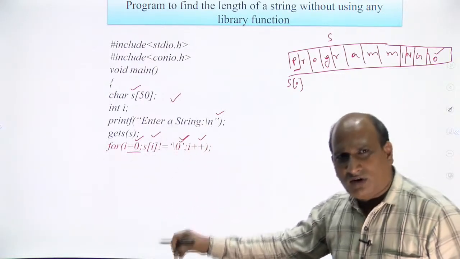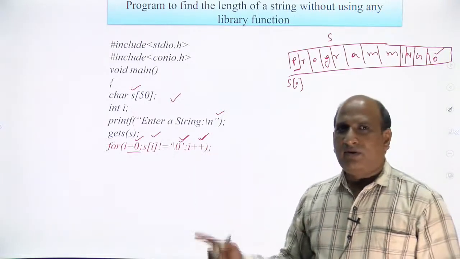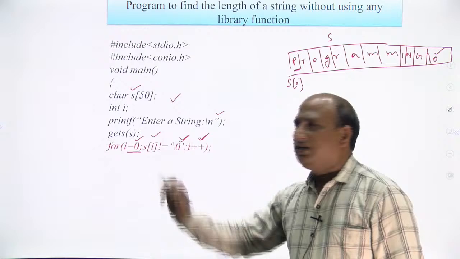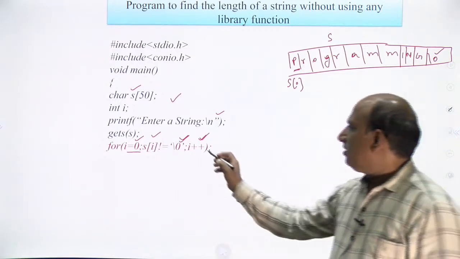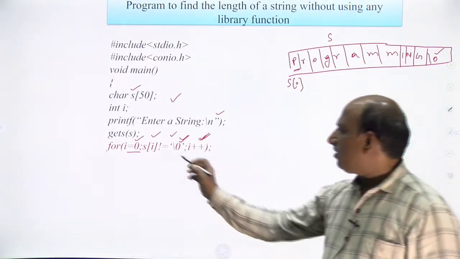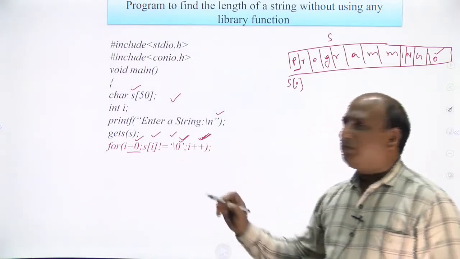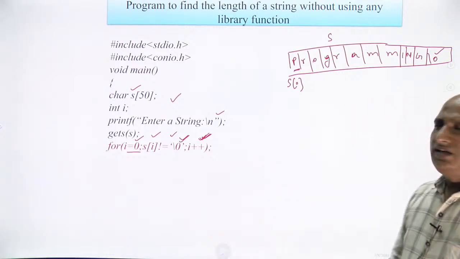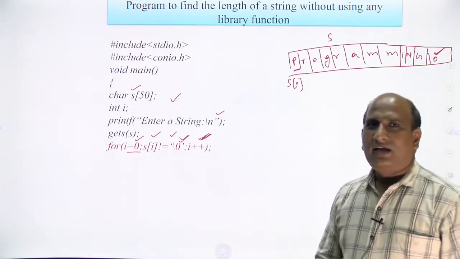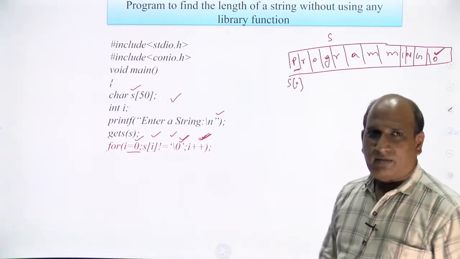control will not go to the body part, it will just move to the i++, and the i++ will become 1 because i is initially 0, it will now become 1. So after this the control will come here again to the condition: if s[1] is not equal to '\0', control will again go to i++, and it will keep on incrementing this i until this '\0' arises. So at the end i has the number of characters that this string has.